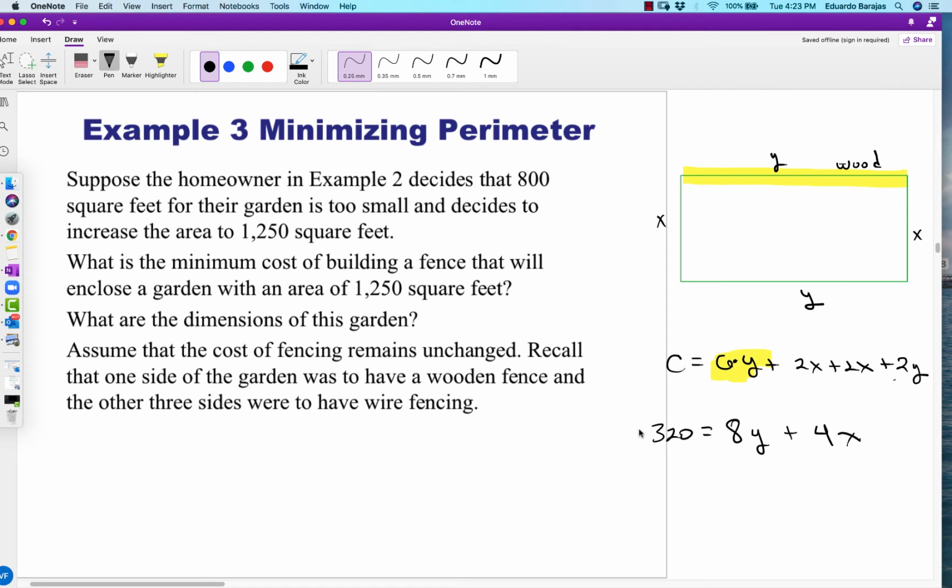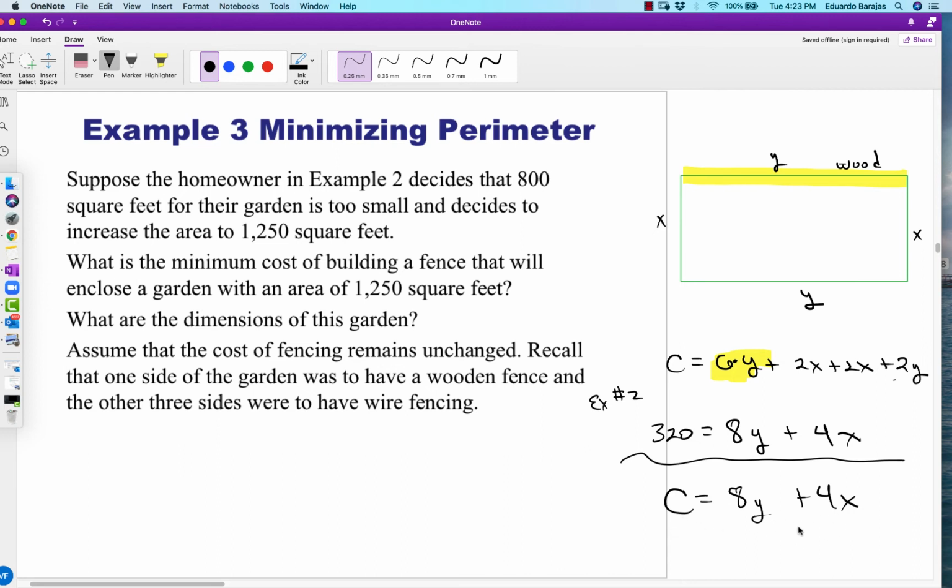And so that's our formula for cost. But now we want to increase the area. So this was from the previous example. But now we're saying, let's let the cost be a variable. We're not going to fix it to 320. So this is from example number 2. But now we're saying, let's let cost be a movable target as well. We're flexible on that, but we want to minimize it. So this is what we want to minimize.